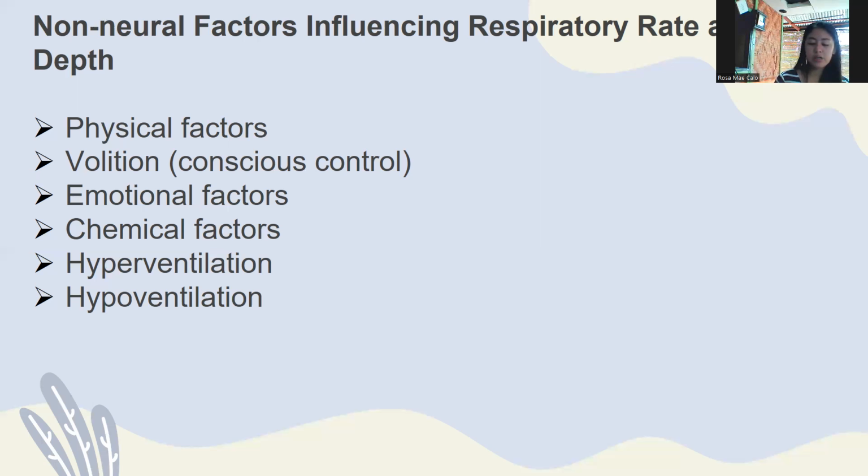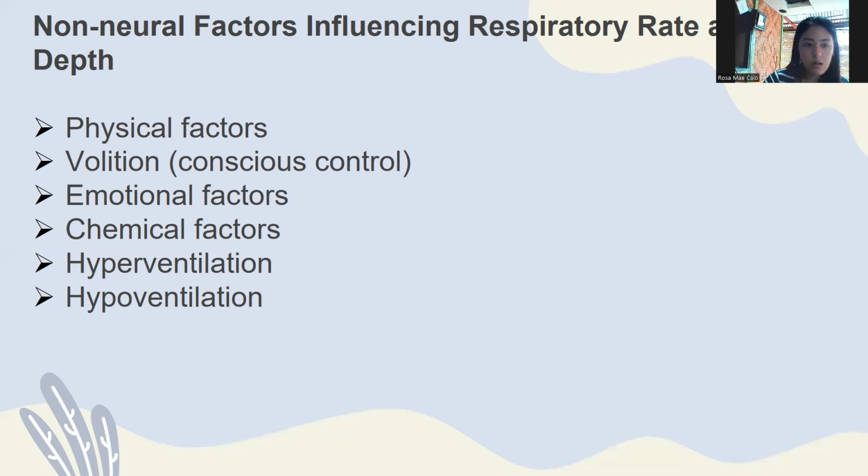The emotional factor can modify the rate and depth of breathing through reflexes initiated by emotional stimuli acting through centers in the hypothalamus. So when you are emotionally attached to a feeling, you cannot breathe easily. This is because too much emotional stimuli acts on the center of the hypothalamus.